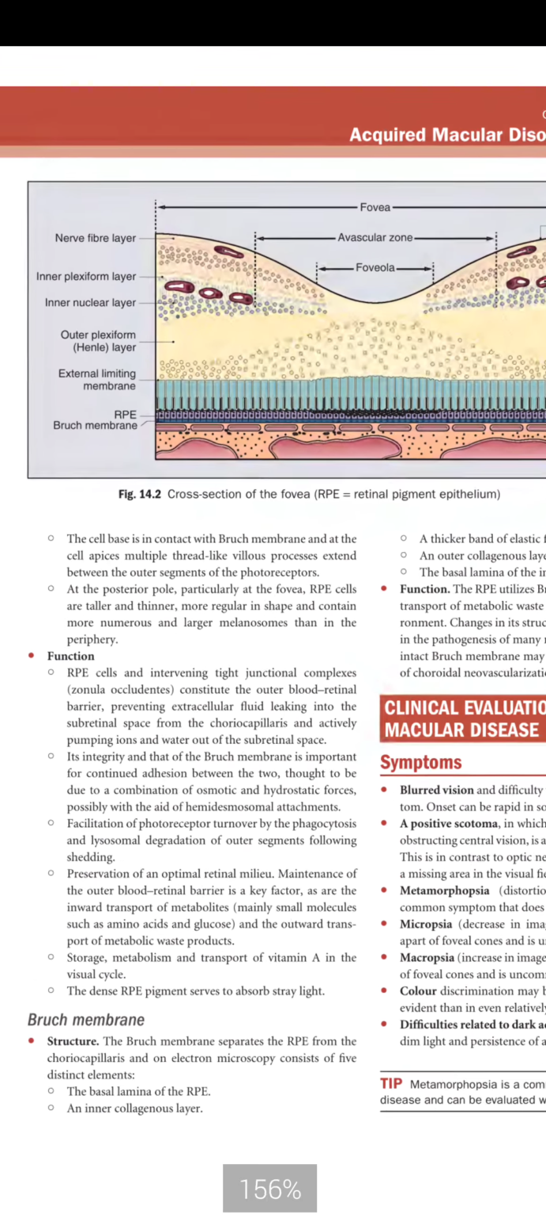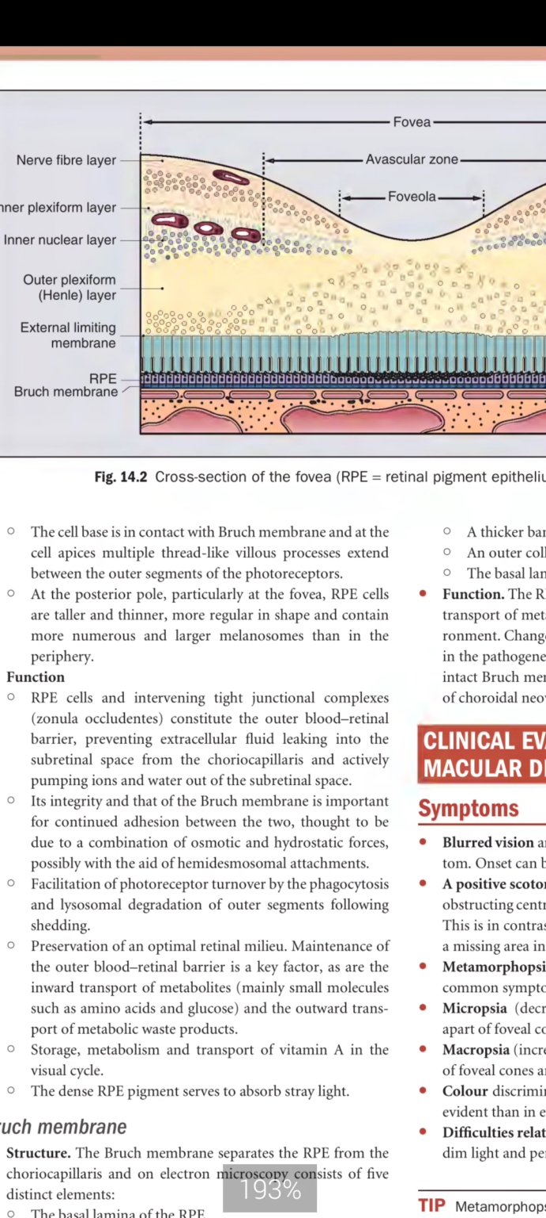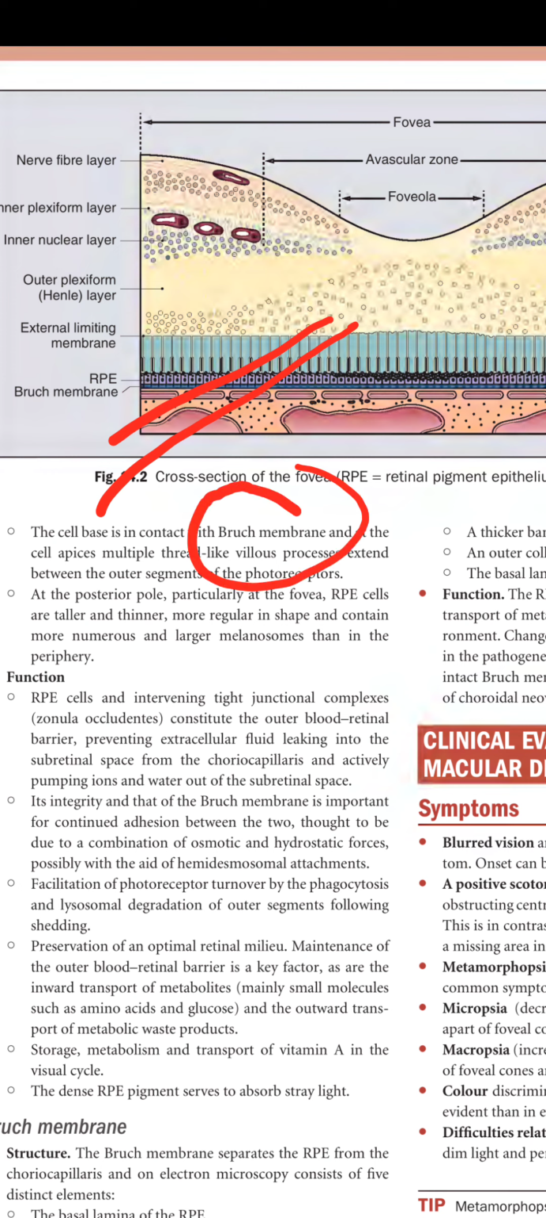Next, the cell base is in contact with the Bruch's membrane, and at the cell apex multiple thread-like villous processes extend between the outer segments of the photoreceptors. So basically, its base is in contact with the Bruch's membrane, and the apex is in contact with the outer segment of the photoreceptor.